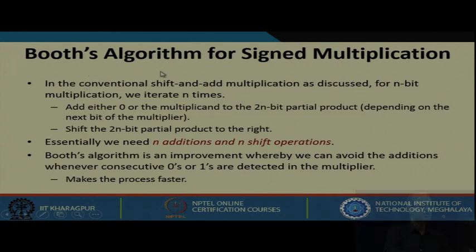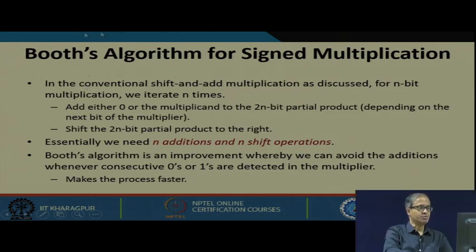Now, what we discuss here is essentially also a type of shift and add multiplier, but we are trying to reduce the number of addition steps by using some kind of bit encoding technique. The method we talk about now is called Booth's algorithm, and Booth's algorithm can be used for signed numbers also, 2's complement multiplication.